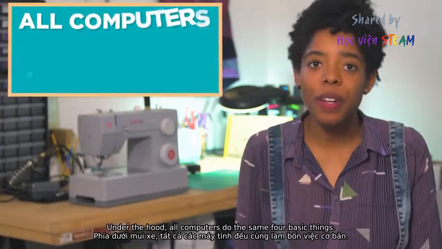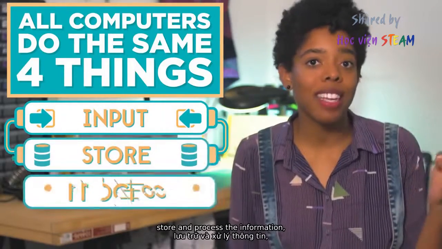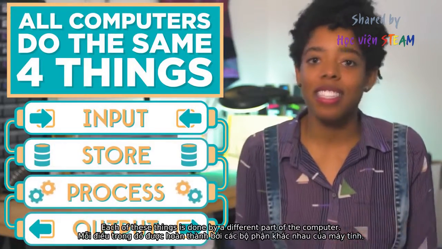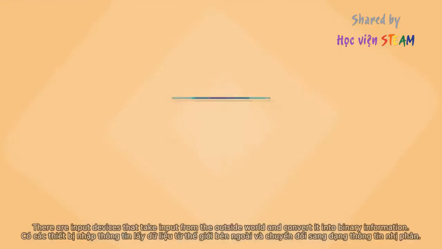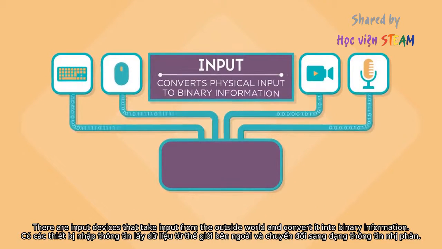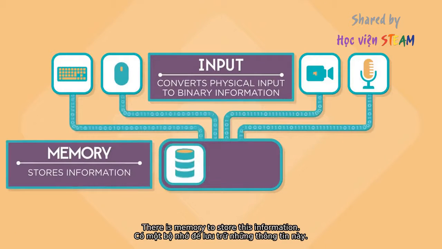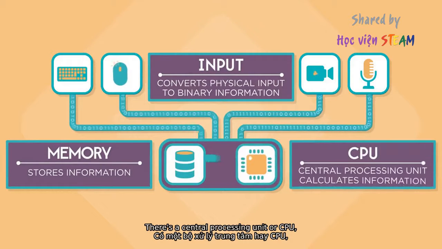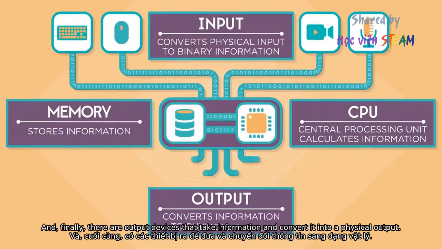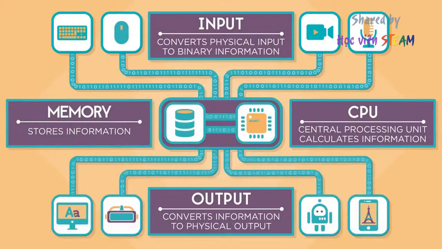Under the hood, all computers do the same 4 basic things. They input information, store and process the information, and then output information. Each of these things is done by a different part of the computer. There are input devices that take input from the outside world and convert it into binary information. There is memory to store this information. There's a central processing unit, or CPU, where all the calculations are done. And finally, there are output devices that take information and convert it into physical output.